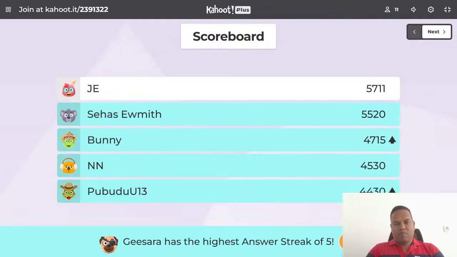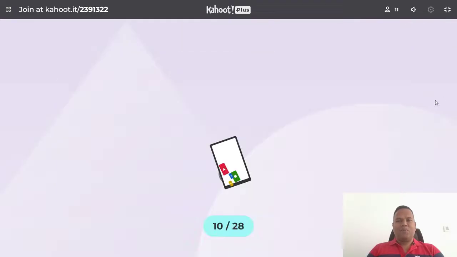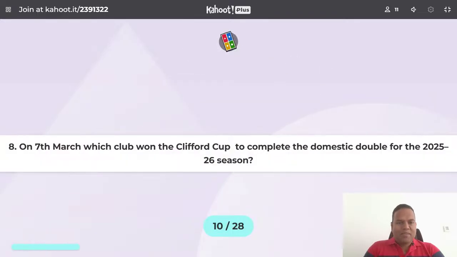Ooh, Jeta got it wrong, but still, Pani hops in. Sehas also got it. Pubudu also got it. Current affairs seems to be going all over. Let's see. Question number 8 on the Sri Lanka.